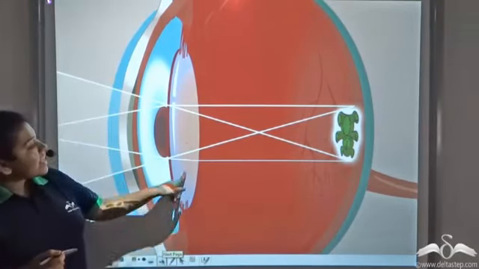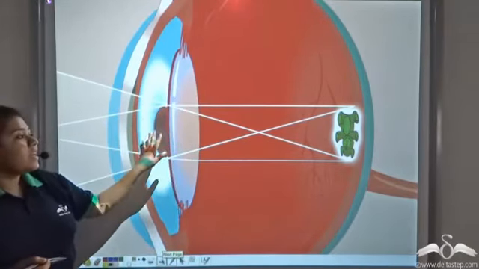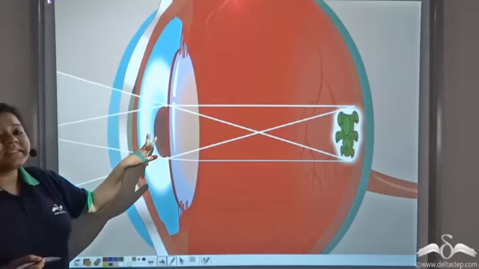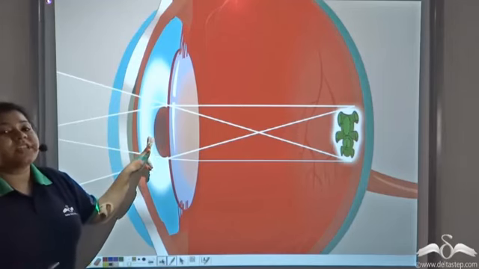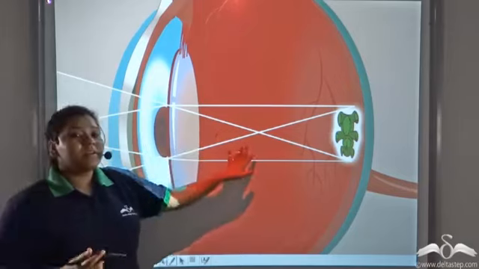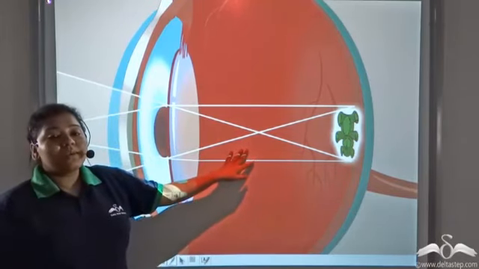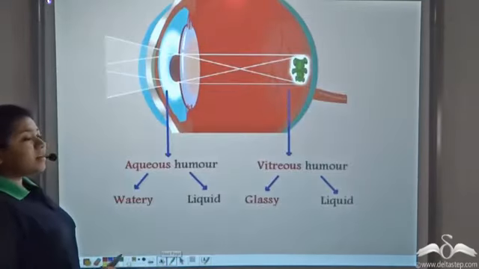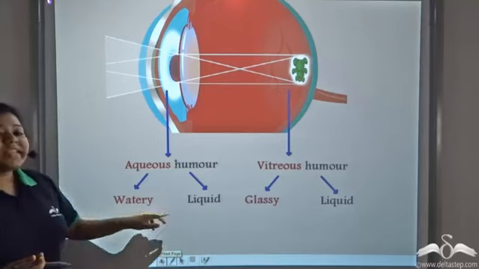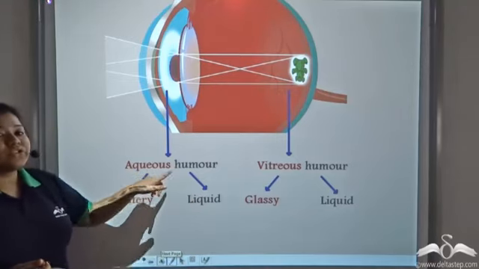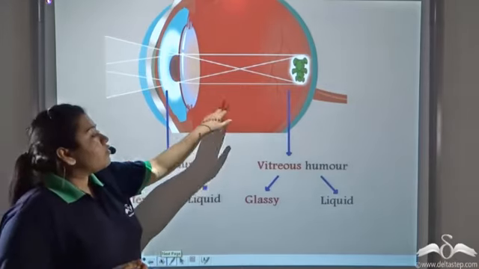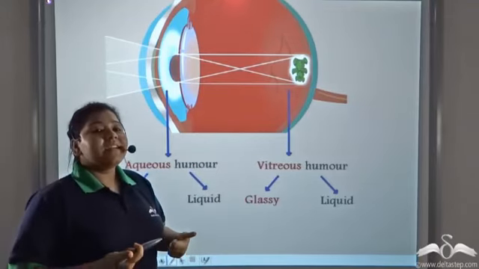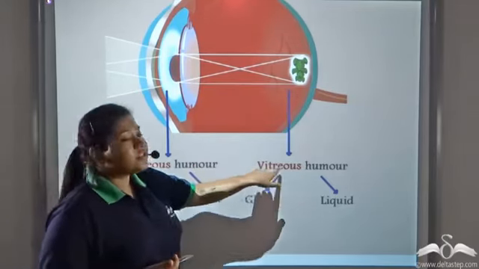Now see, the lens divides the eye into two chambers. This chamber in front of the lens is known as the aqueous chamber. And this chamber behind the lens is known as the vitreous chamber. Now the aqueous chamber is filled with a watery liquid known as the aqueous humor. And the vitreous chamber is full of a glassy, jelly-like liquid known as the vitreous humor.